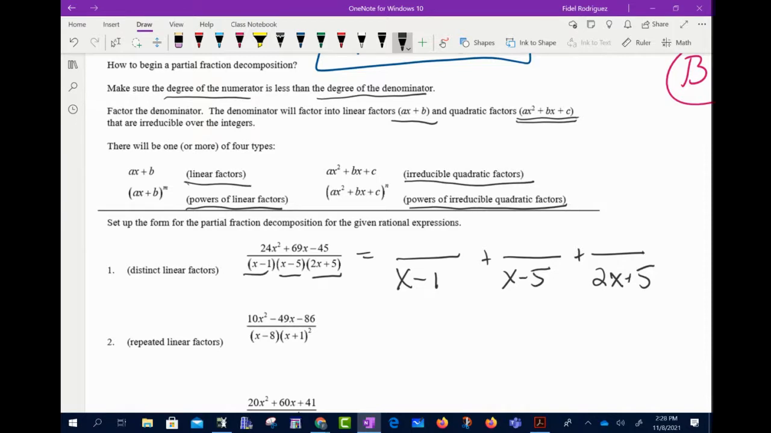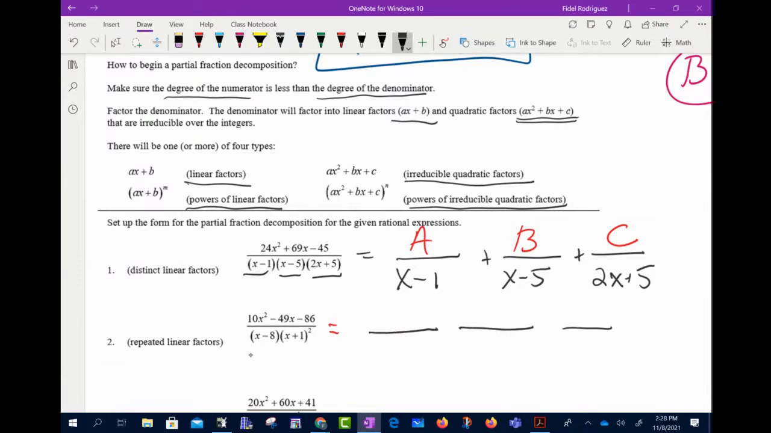Those are the 3 denominators that we have. And then all we're going to do for the numerators, y'all, is use A and B and C. All right. Let's do the same thing for the next one.